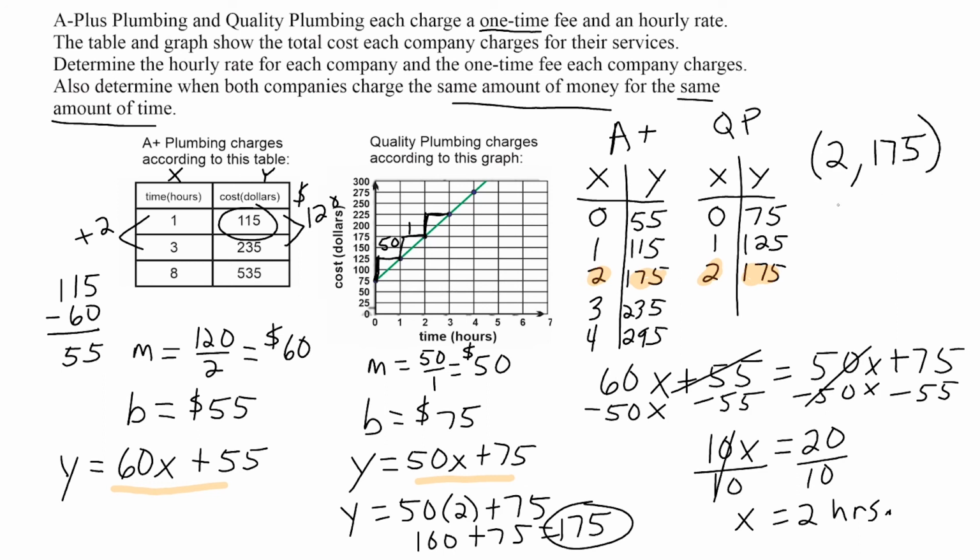Now, what this also means is if we were to graph situation A here, or A plus plumbing, and situation B, quality plumbing, on the coordinate plane, both of the lines would intersect precisely at this point right here, (2, 175).